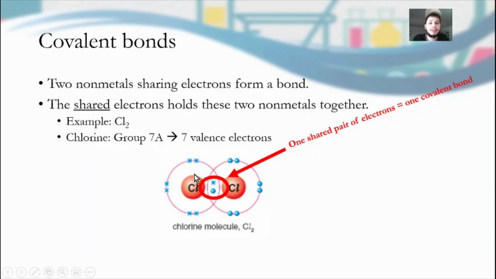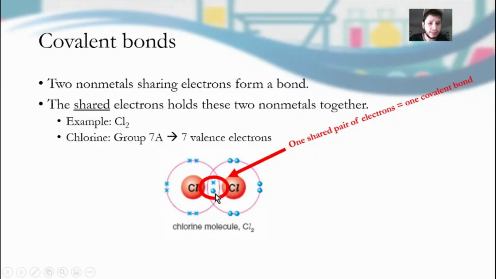For Cl2, on the left-hand side Cl, I have 7 valence electrons denoted as X's. The other Cl on the right-hand side, its 7 valence electrons are denoted as spheres. Since chlorine is just shy of completing its octet, which means 8 valence electrons, it's not willing to give up or transfer any of its electrons. So I have 2 of these chlorines, and they're not going to transfer electrons, so the only option they have left is to share these electrons.